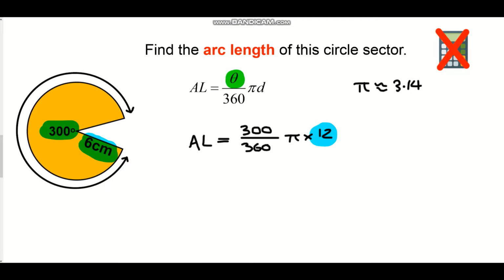Okay, so how are we going to complete this without using a calculator? The first step, and the most obvious step to make this simpler, is to simplify that fraction at the start. So if I think about what divides into 300 that also divides into 360, I can get this down to 5/6 times pi times 12.